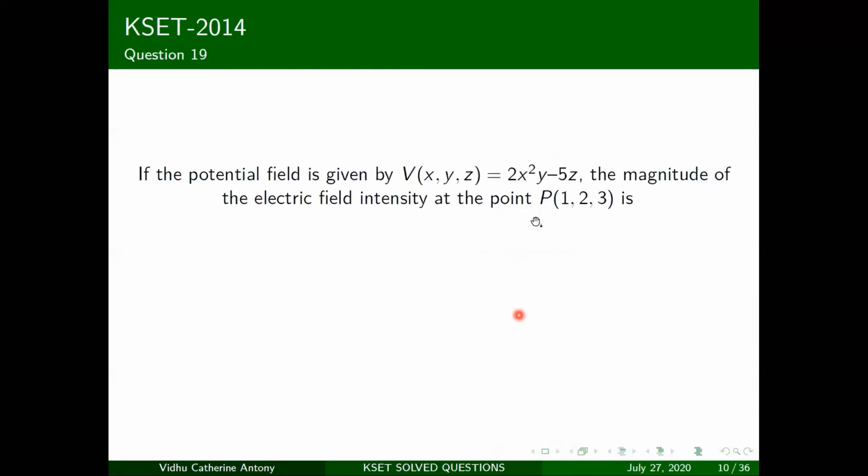Okay, so now let's look at the next question. If the potential field is given by V of x, y, z is equal to this, the magnitude of the electric field intensity at the point is given by. Okay, so we all know this formula, E is equal to dou V divided by dou x. Basically now you can start ruling out options. There's a volt and there's a meter, so your unit of electric field intensity is volt per meter.